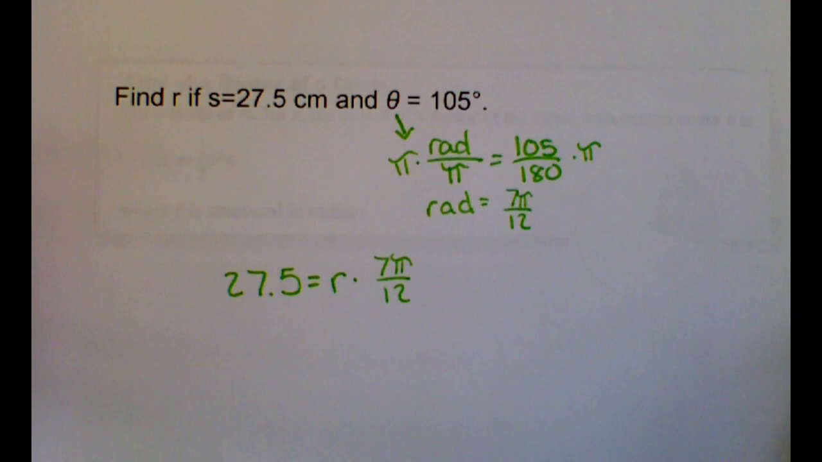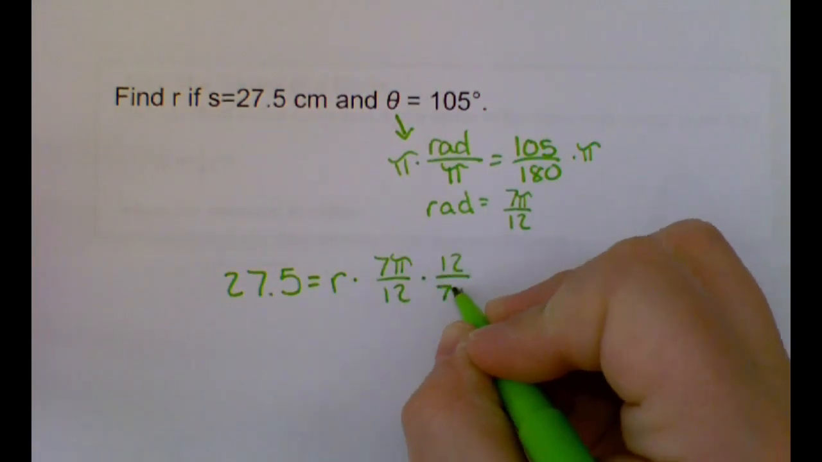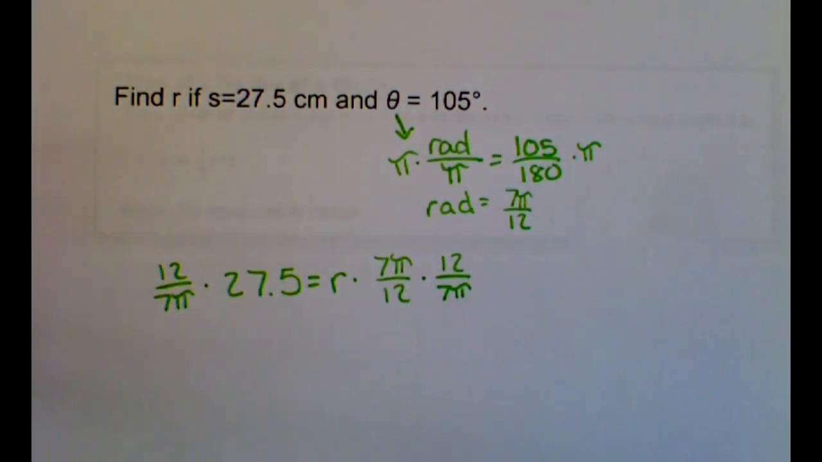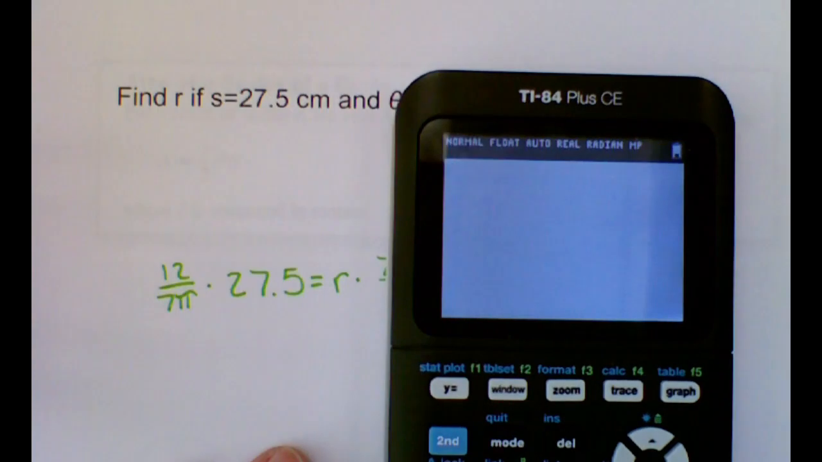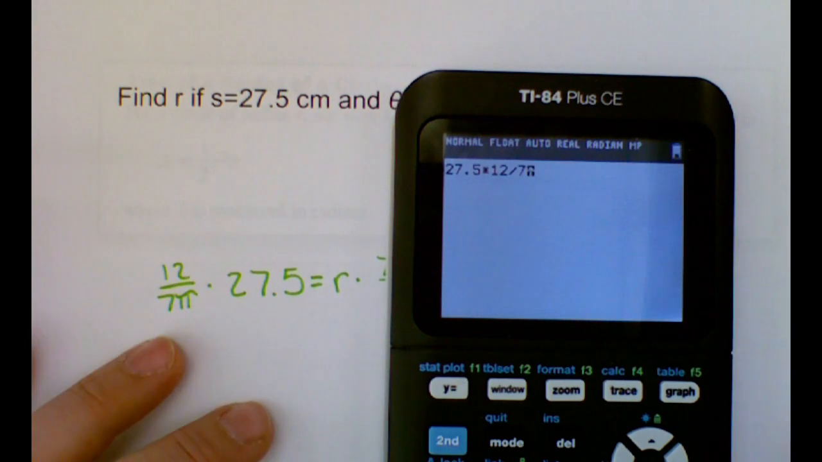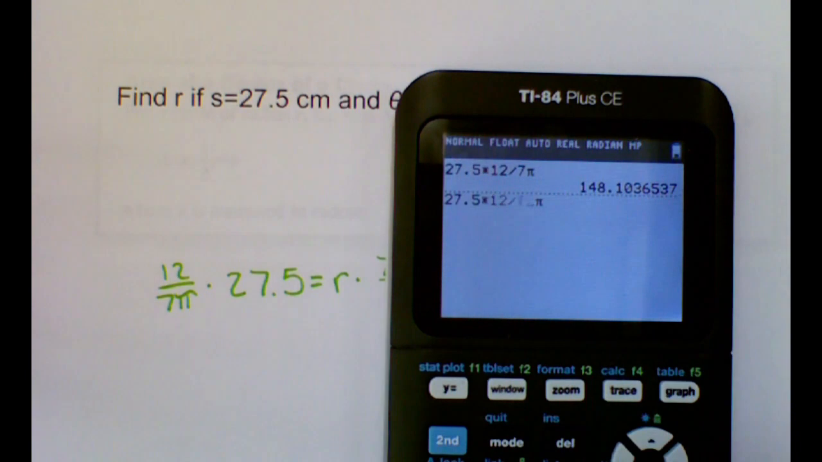To solve here, we're going to divide by 7 pi over 12 or multiply by its reciprocal, 12 over 7 pi, on both sides. When you do this in your calculator, though, please be careful. We need 27.5 times 12 divided by, if I just type 7 pi, I'll get 148. That's not the correct answer. What you need is parentheses around that denominator, because 7 pi is not a single number, it's 7 times pi.